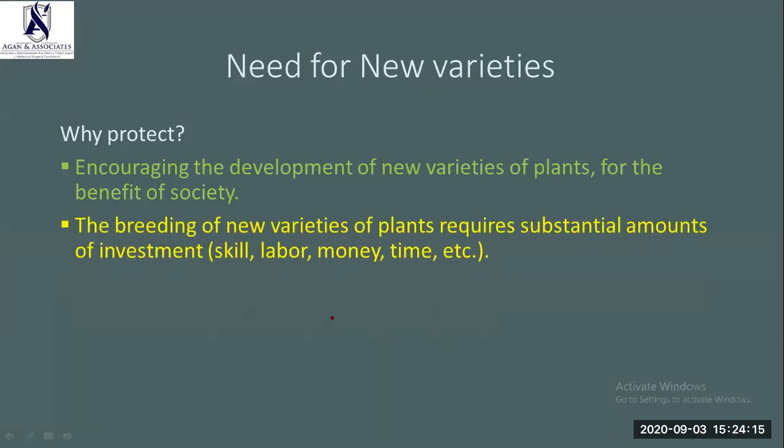The breeding of new varieties of plants requires substantial amounts of investment. In fact, it takes time to successfully breed a plant. It can take up to 15 years to breed a plant variety. And of course, time, money, labor, skill, human resources, human capital. And as such, it would be ridiculous that one, after going through all this, is not protected.